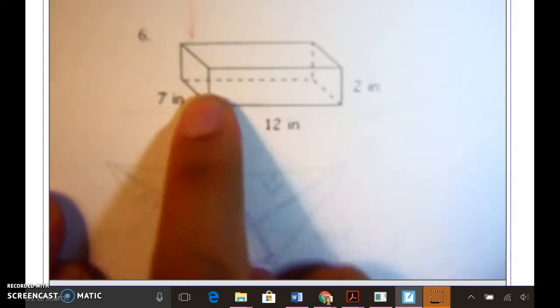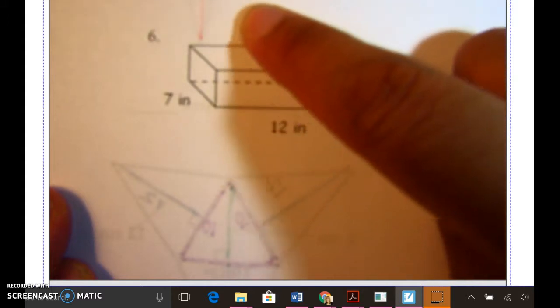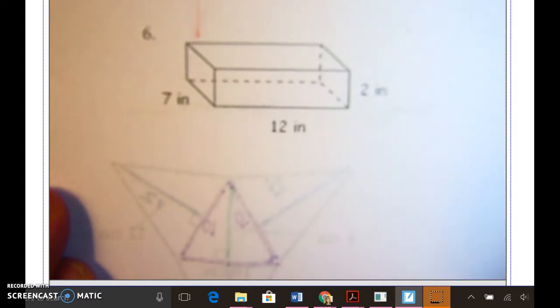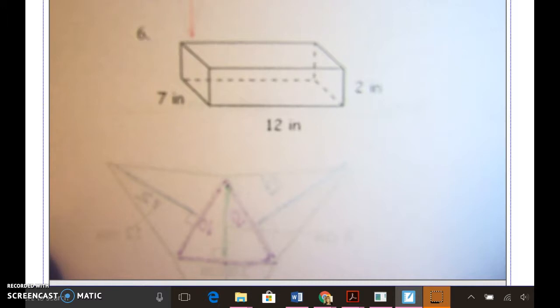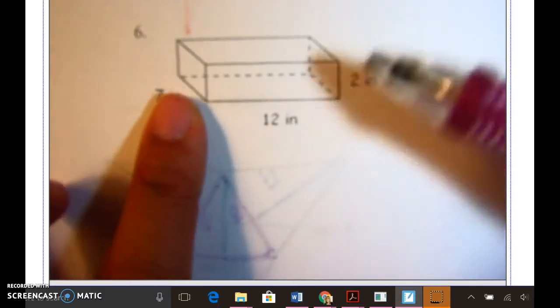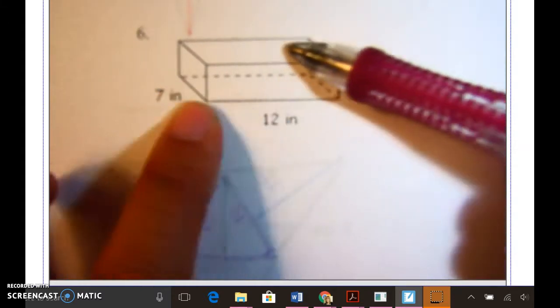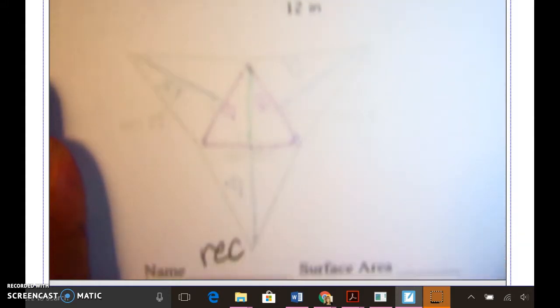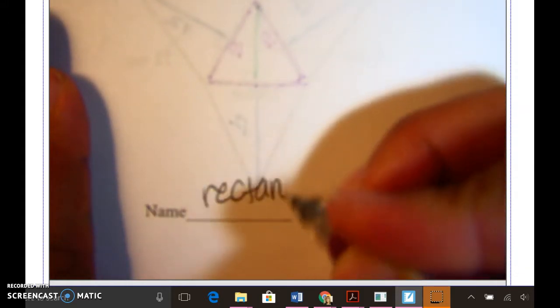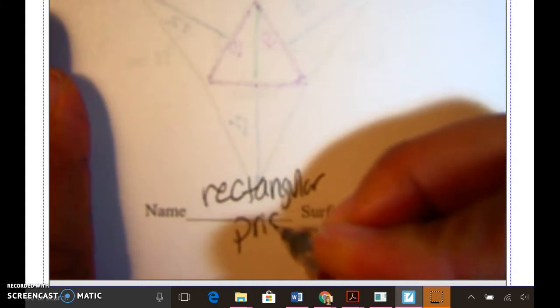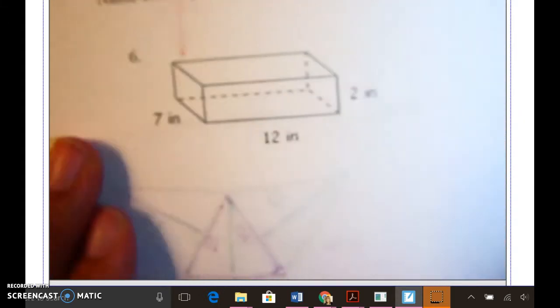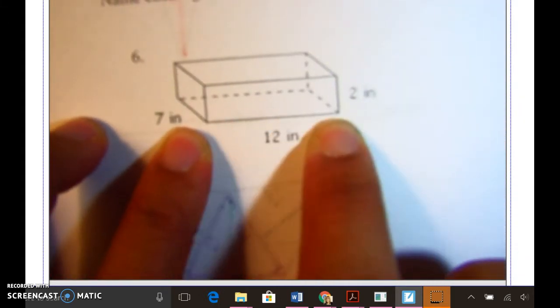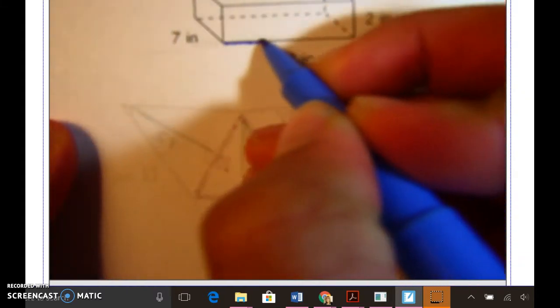So, name the figure. If anything has rectangles going all around, it's a prism. And the kind of prism is based on its base. So we can look here, or we can look here actually. These are both rectangles. This is a rectangular prism. Now, to draw the net, you're going to have one side that's 12, and I'm going to do this in different colors to help you. This side is 12.